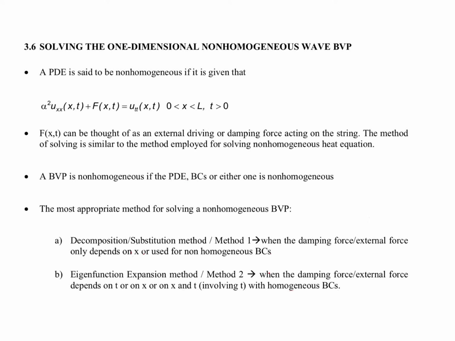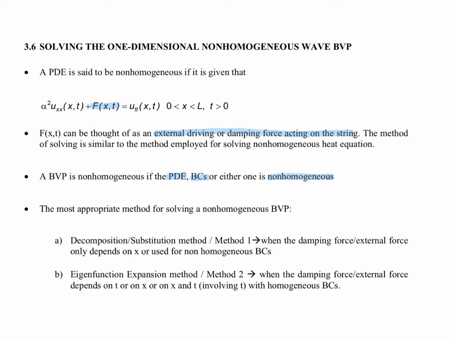So here is the non-homogeneous wave equation, where we have the non-homogeneous term, which is F(x,t). This F(x,t) is known as an external driving or damping force acting on the string. Same as the heat equation, a BVP is called non-homogeneous if the PDE, the boundary conditions, or either one is non-homogeneous.